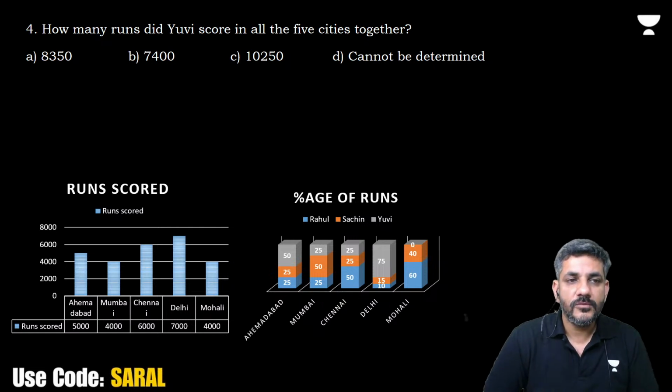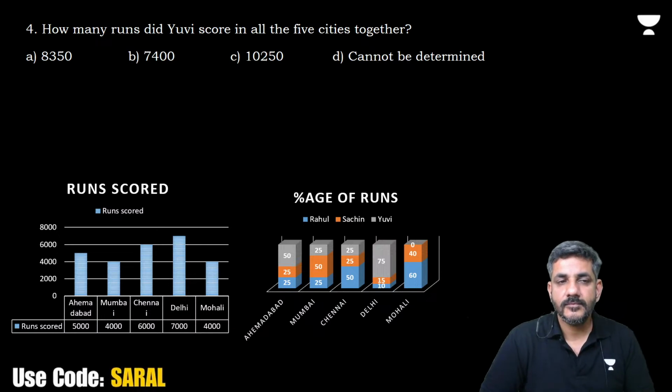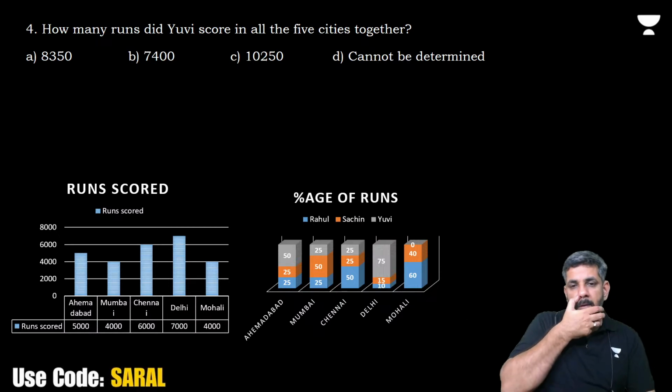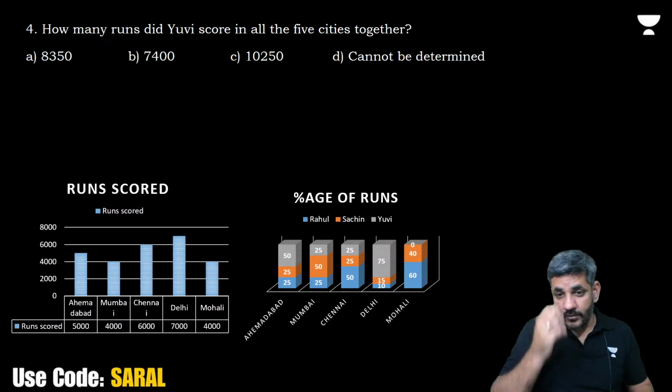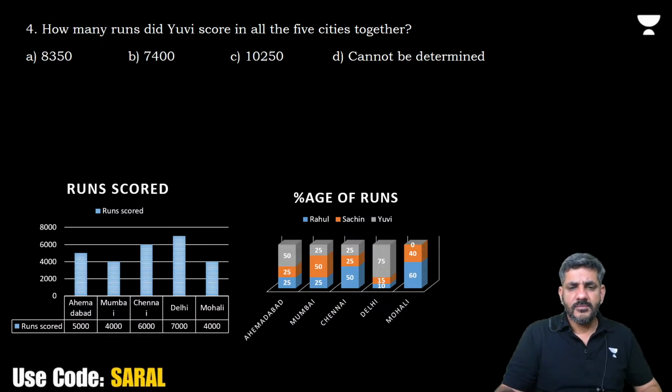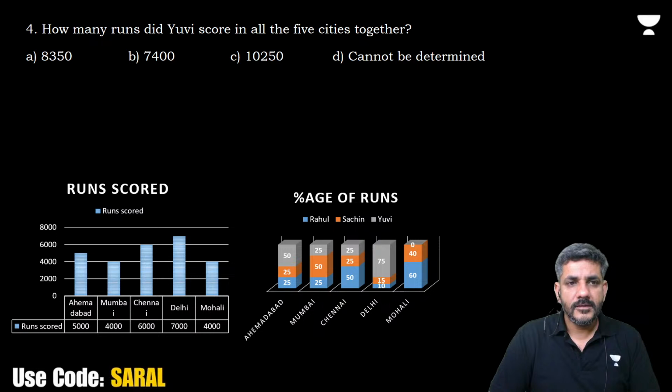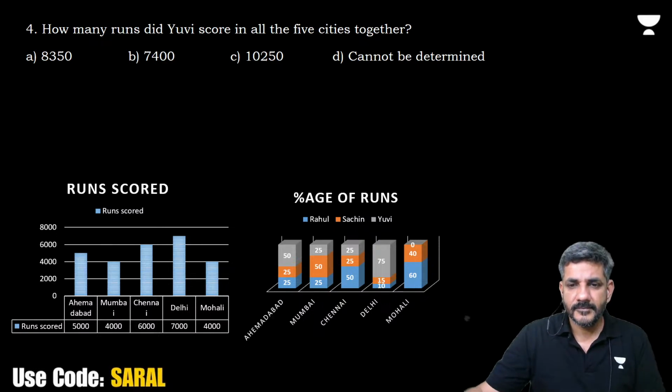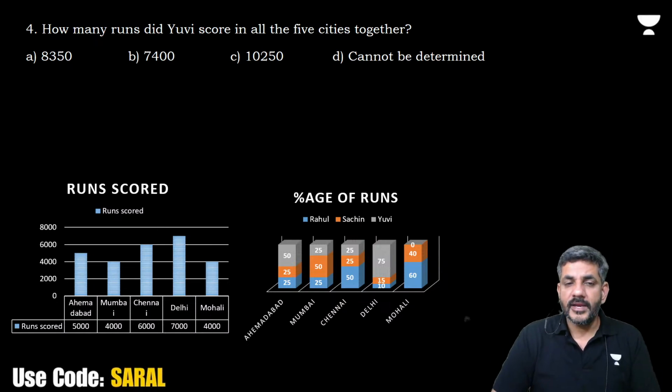How many runs did UV score in all the 5 cities together? Tushar has given the answer as 6050, but then he says CBD. Okay. Latasha says C. Shibam says C. Tushar says cannot be determined. Okay, how many runs did UV score in all the 5 cities together?